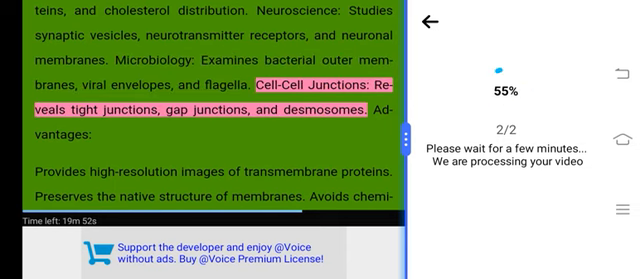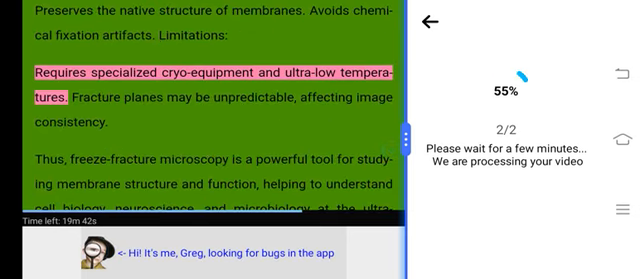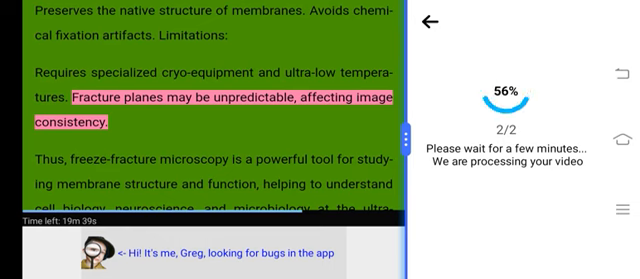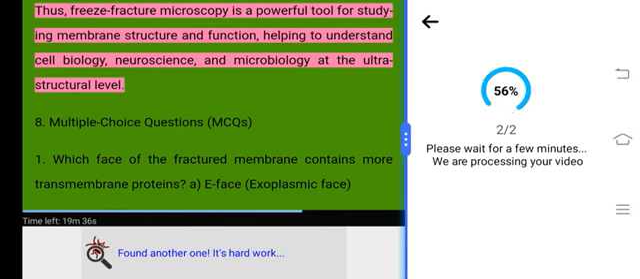Advantages. Provides high-resolution images of transmembrane proteins. Preserves the native structure of membranes. Avoids chemical fixation artifacts. Limitations. Requires specialized cryo equipment and ultra-low temperatures. Fracture planes may be unpredictable, affecting image consistency. Thus, freeze fracture microscopy is a powerful tool for studying membrane structure and function, helping to understand cell biology, neuroscience, and microbiology at the ultrastructural level.